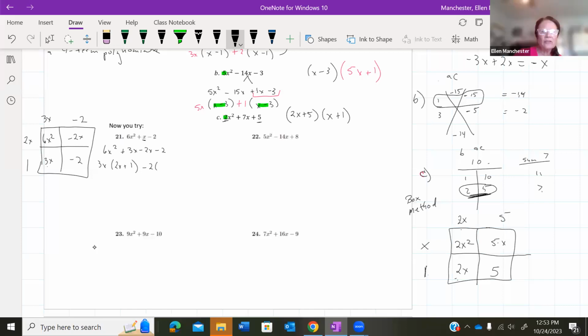This negative 2 right here. Yeah. So I'm factoring out a negative 2.